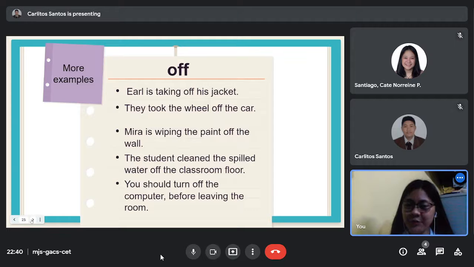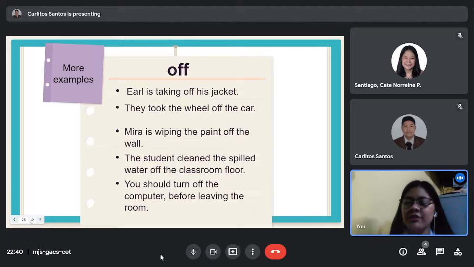And then let me read it for you. Earl is taking off his jacket. Number 2, they took the wheel off the car. Number 3, Mira is wiping the paint off the wall. Number 4, the student cleaned the spilled water off the classroom floor. And for the number 5, you should turn off the computer before leaving the room.